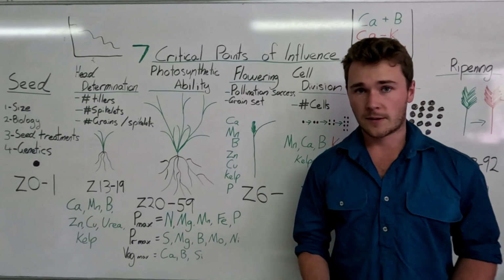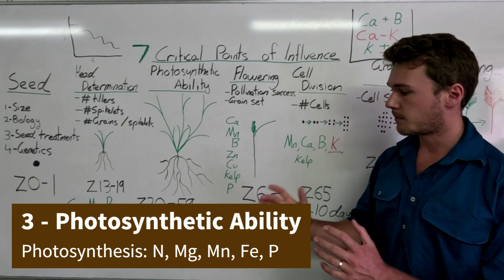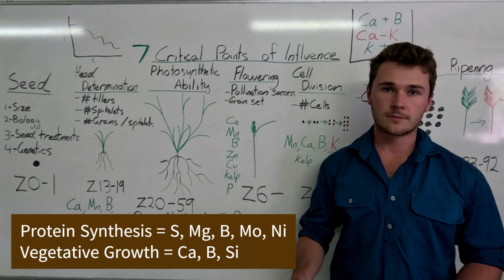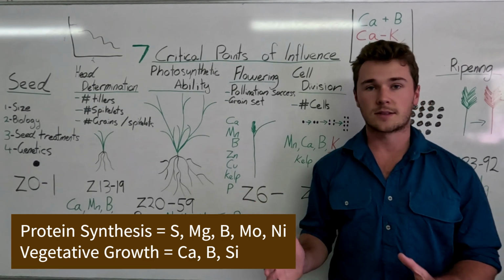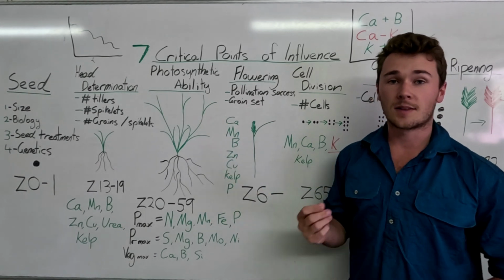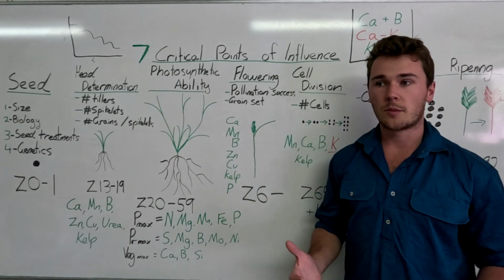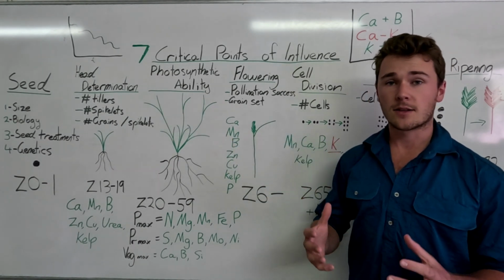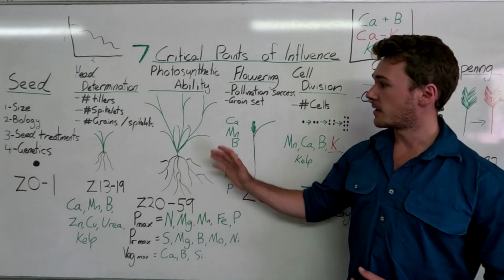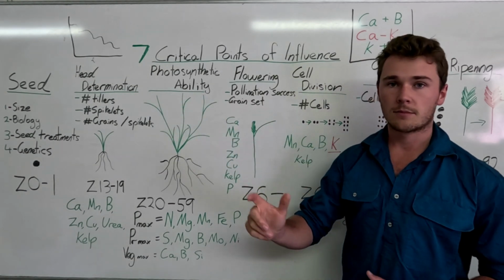The next critical point of influence that I've identified is the photosynthetic ability of the plant. Now this basically goes from the end of the seedling development stage all the way up to pre-flowering. So it's a long stage, but it also sets the scene for everything else. The aim of this stage is to maximize the photosynthetic ability of the plant, especially that flag leaf. The flag leaf contributes, I think it's 40 to 50% of the carbohydrates in the grain. It's a massive amount of carbohydrates that basically just one leaf per tiller produces.